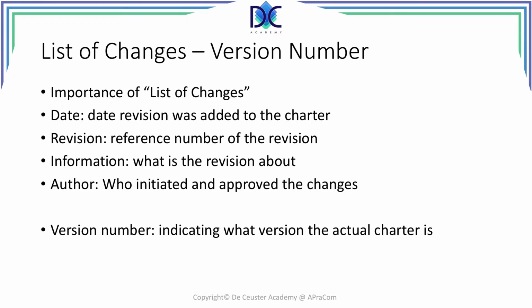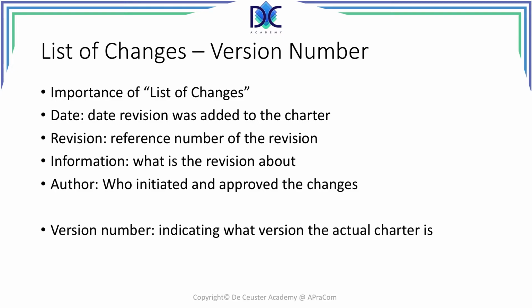First element to have a look at is the list of changes and the version number. It's important to have the list of changes so you have a history of the Charter from when it started till all the changes till the end of the project. You have to put the date of the revision. Very important to keep the versions.